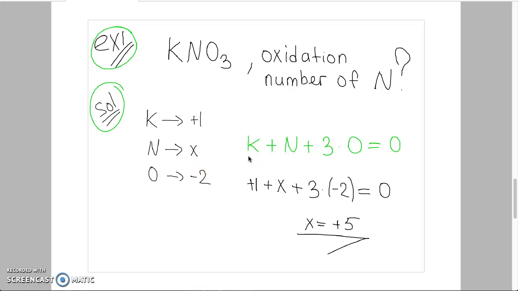The sum of all charges needs to be 0. We have only 1 potassium, only 1 nitrogen, but we have 3 oxygens. That's why we'll multiply oxygen's oxidation number or charge by 3. +1 plus X plus 3 times -2 needs to be equal to 0. When we solve this equation, we will find out that X is equal to 5.